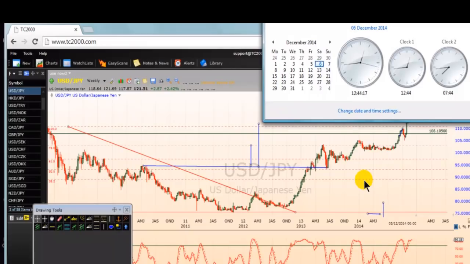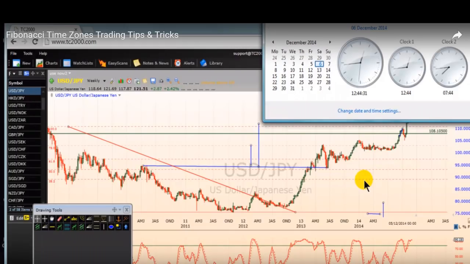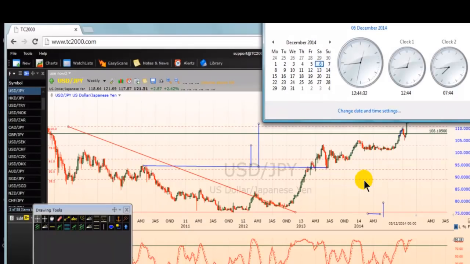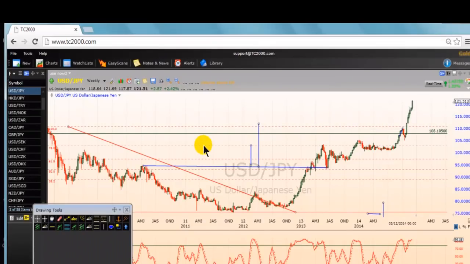Zones, tips and tricks. How one can use a Fibonacci time zone for day trading, for swing trading, for position trading, and for investment purposes. Wow, this guy, man. Wow, I'm in love. Let's get started. Today is the 6th of December 2014, and the time in London is 44 minutes past 12 p.m. In New York, 44 minutes past 7. Today is Saturday, all right? Happy Saturday to you all.